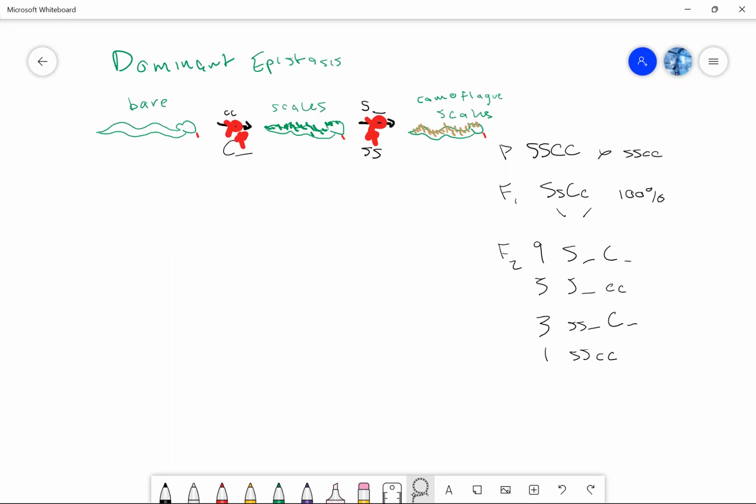So we can see here that having a dominant allele at the C locus will automatically shut this process down. It'll stop us dead in our tracks right here. Any snake that has a dominant C allele will automatically be bare, regardless of whether or not they have dominant alleles at the S locus, because the dominant alleles at the C locus stop us in our tracks. We cannot move along this process of going from a bare snake to a camouflaged snake.